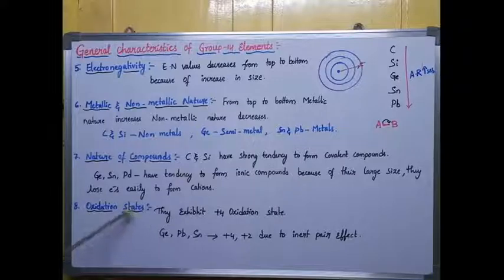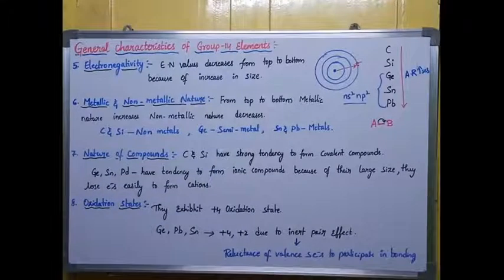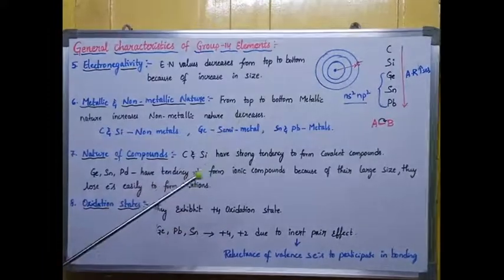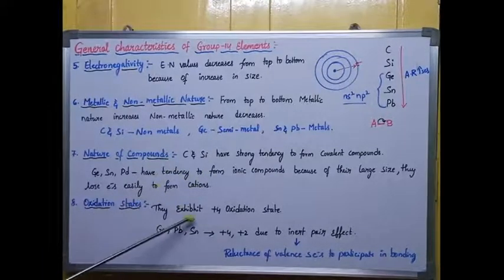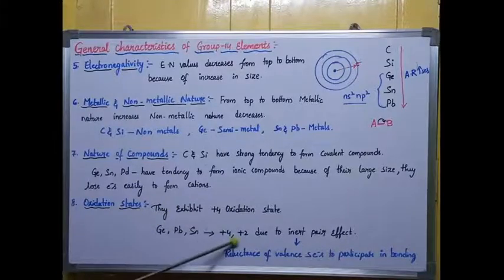Okay. So next, coming to oxidation state. So next one is oxidation states. So these elements exhibit the +4 oxidation state because their valency is 4. They can lose 4 electrons and they can exhibit the +4 oxidation state. But some elements like germanium, lead and tin exhibit both +4 and +2 oxidation states. So they exhibit the +2 oxidation state because of the inert pair effect.